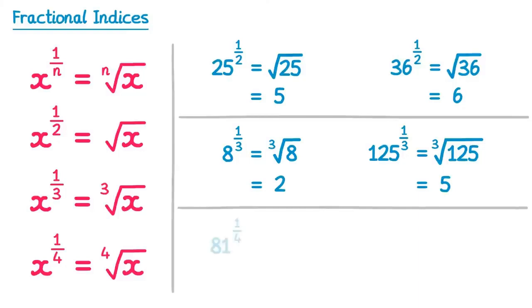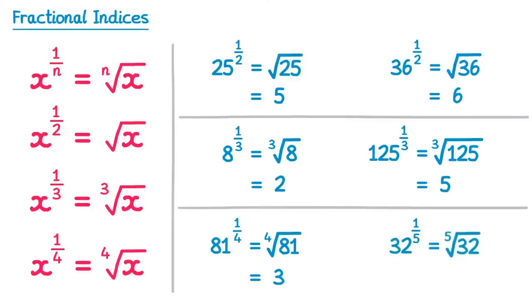Let's have a look at one with a quarter. So 81 to the power 1/4. That's the fourth root of 81. So we're looking for a number we multiply 4 times this time to get to 81. And this is 3, since 3 times 3 times 3 times 3 once more gives you 81. And we can even do 32 to the power 1/5. Well, this means we need to do the fifth root of 32, so we're looking for a number that we times 5 times to get to 32, and that's 2. Since 2 times 2 times 2 times 2 times 2 again is 32.